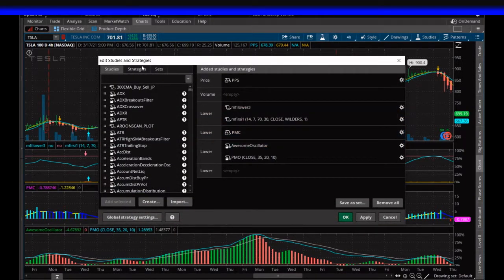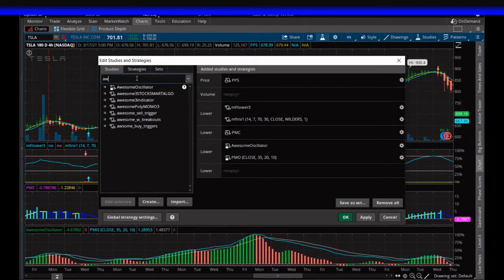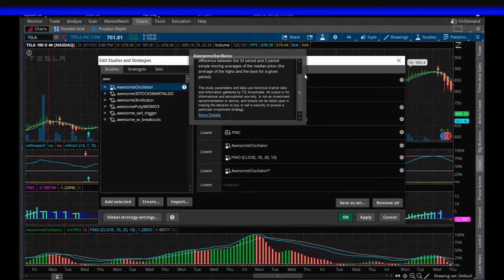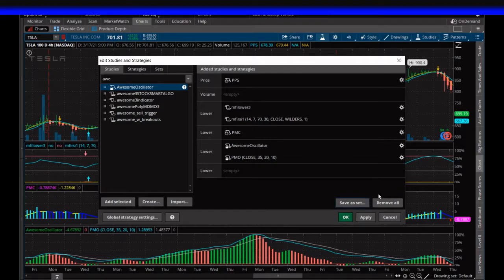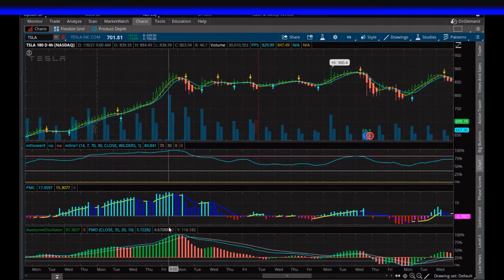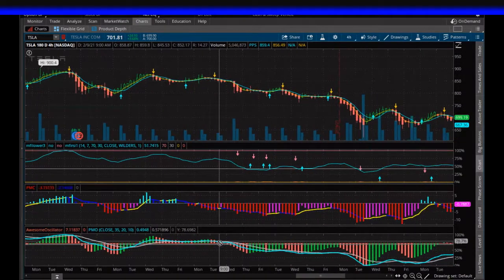Now, who makes this awesome oscillator? That could be a good question. Oh, I didn't want another one. Between the 34 and 5 period simple moving average. Well, that's pretty typical. And let's get rid of the extra one that we put up there. And many of these indicators move on similar moving averages. That's where they get their data from.